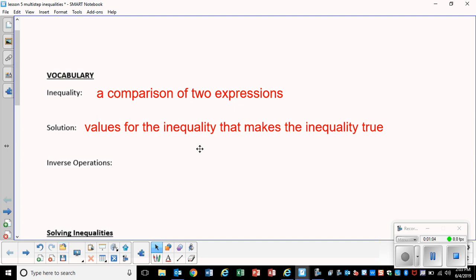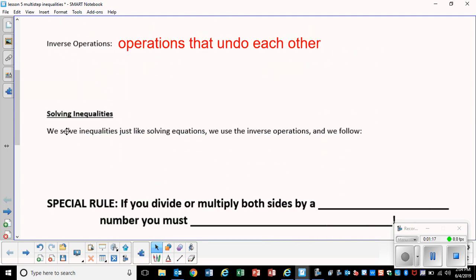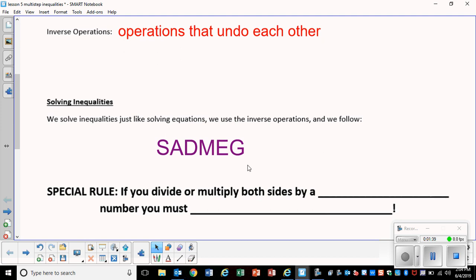And inverse operations, just a reminder, are the operations that undo each other. So like multiplication and division, addition and subtraction, those are all inverse operations. So let's talk about solving inequalities. We solve inequalities just like we solve equations. We're using the inverse operations, and we follow SADMAG. So again, this is just telling us the order to undo those operations to get the variable by itself. So undo a subtraction and addition to the variable, undo anything being multiplied or divided by it, exponents, grouping symbols, stuff like that. Okay?